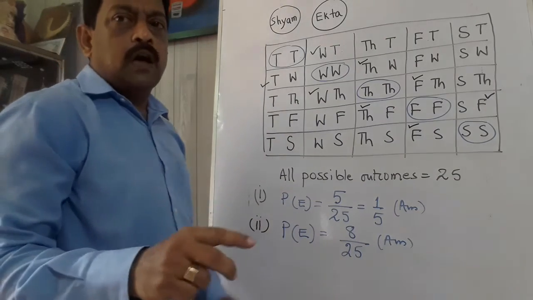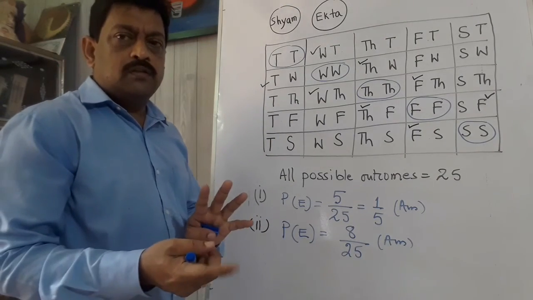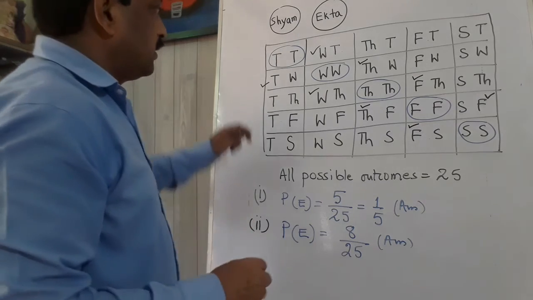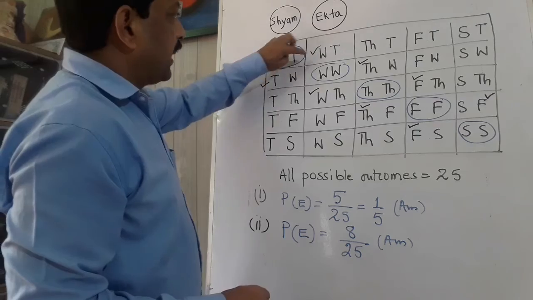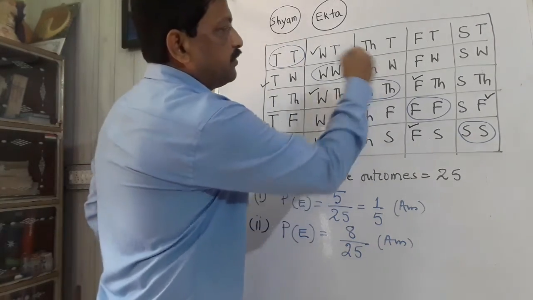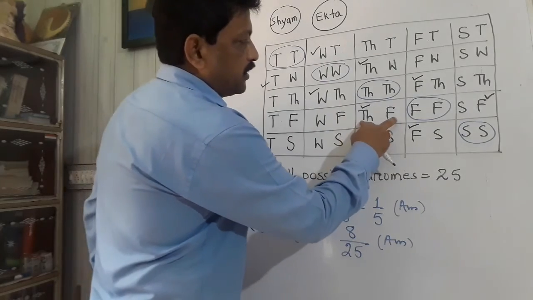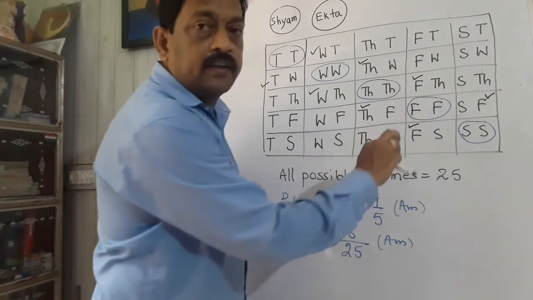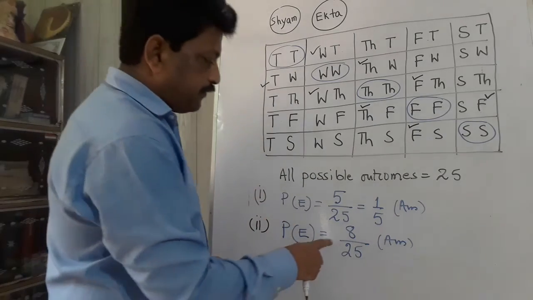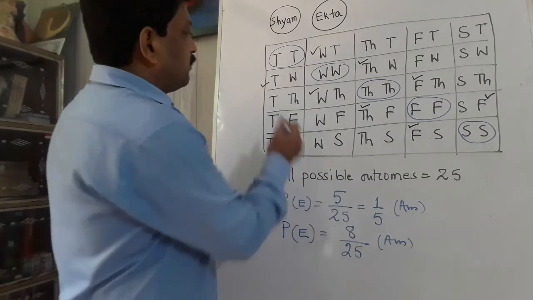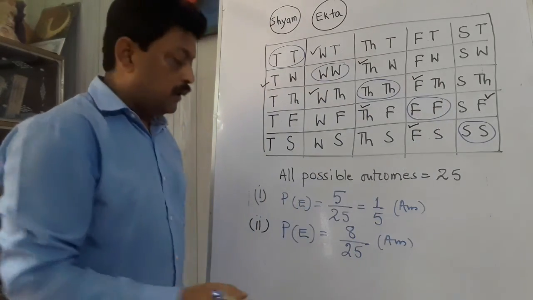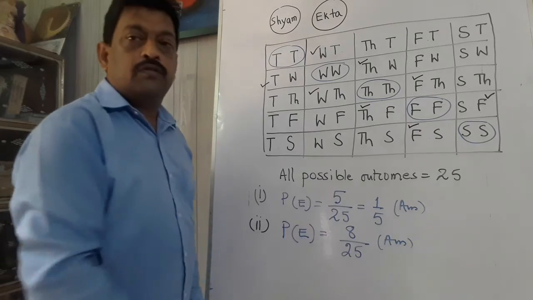Consecutive days means either it is Wednesday, Thursday, or it will be Thursday, Wednesday. We can take both the cases. Tuesday, Wednesday I am taking, so I can take Wednesday, Tuesday also. Wednesday, Thursday I am taking, so I can take Thursday, Wednesday also. Thursday, Friday I am taking, so I can take Friday, Thursday also. I have to take both because they are consecutive days. Therefore, the total favorable outcome is 8. So probability is 8/25.